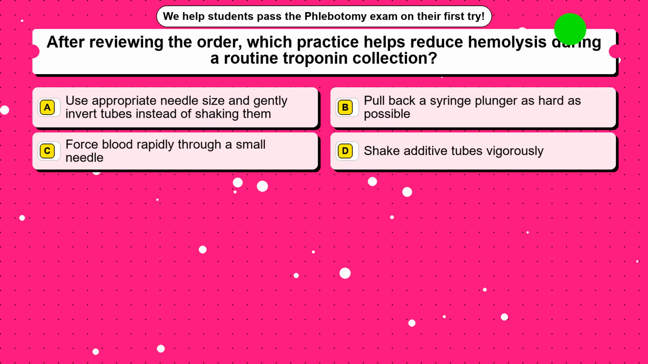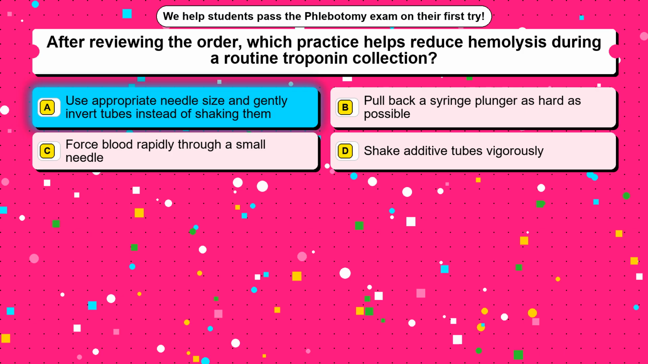Question 58. After reviewing the order, which practice helps reduce hemolysis during a routine troponin collection? Option A, use appropriate needle size and gently invert tubes instead of shaking them. Option B, pull back a syringe plunger as hard as possible. Option C, force blood rapidly through a small needle. Option D, shake additive tubes vigorously.